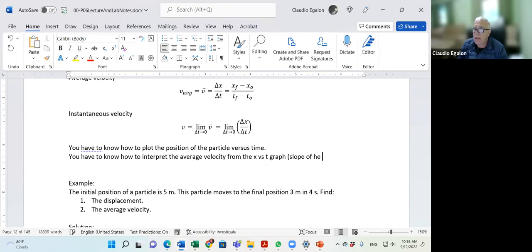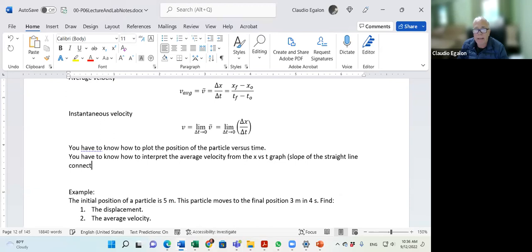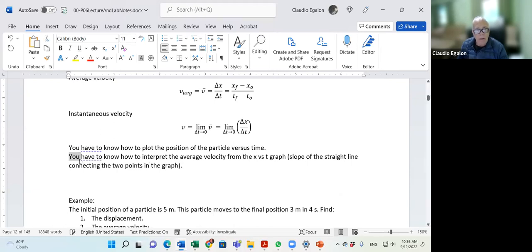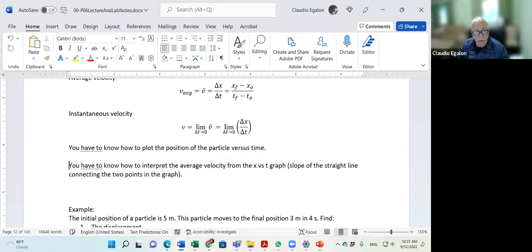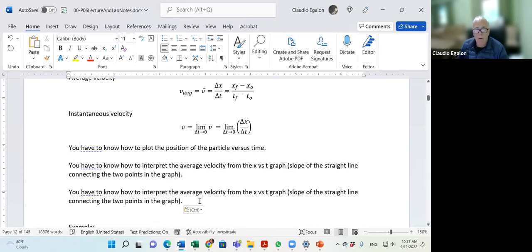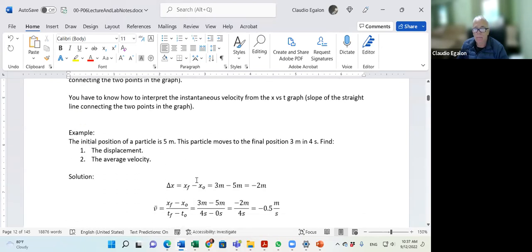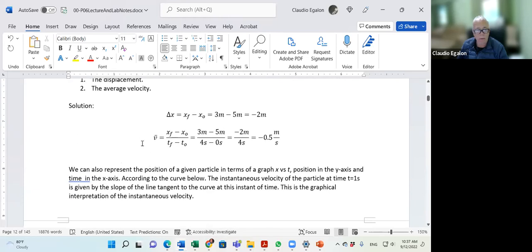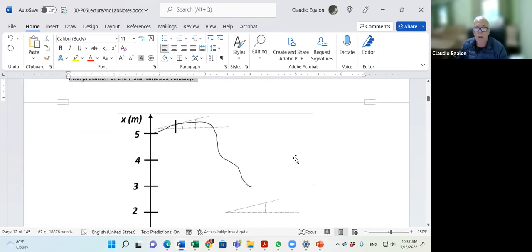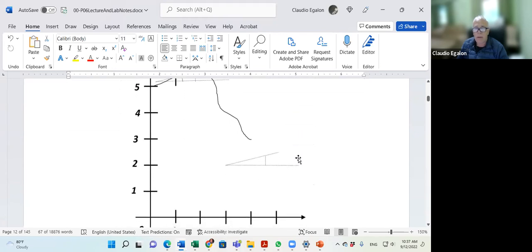The slope of the straight line connecting the two points in the graph. You have to know how to interpret the instantaneous velocity from the x versus t graph. Okay, here you go. Here are illustrations of what we mentioned.